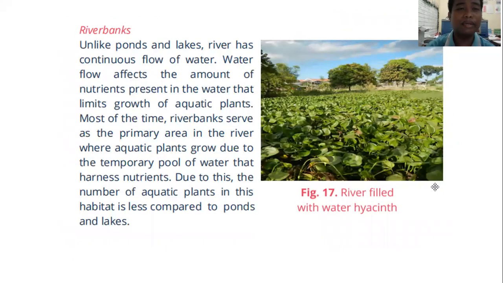River banks. River banks, unlike ponds and lakes, have a continuous flow of water. Water flow affects the amount of nutrients present in water that limits growth of aquatic plants. Why?